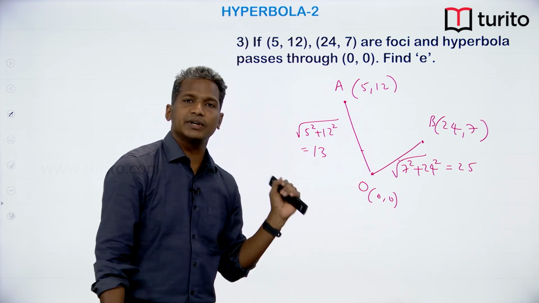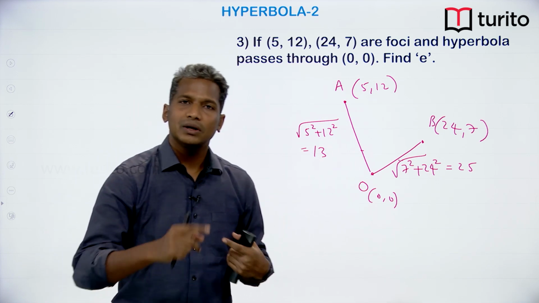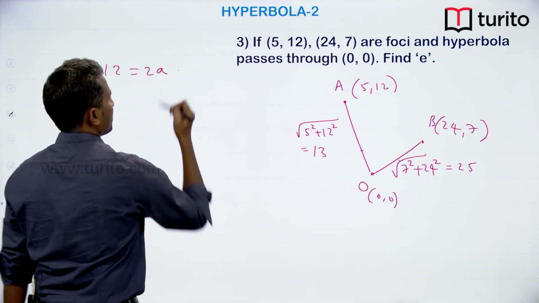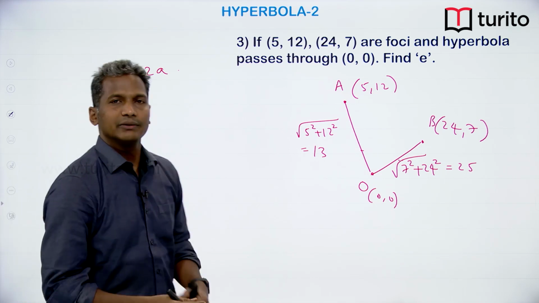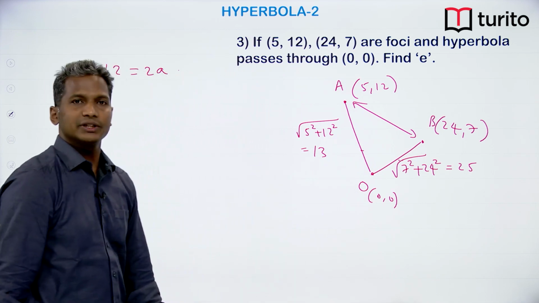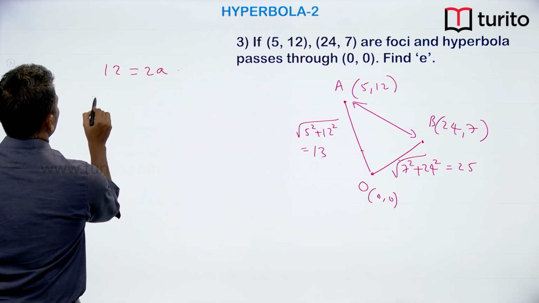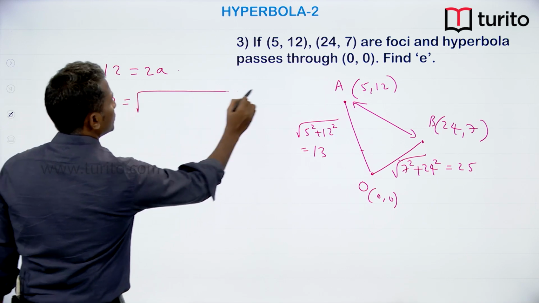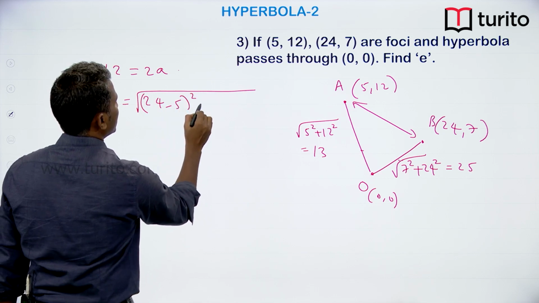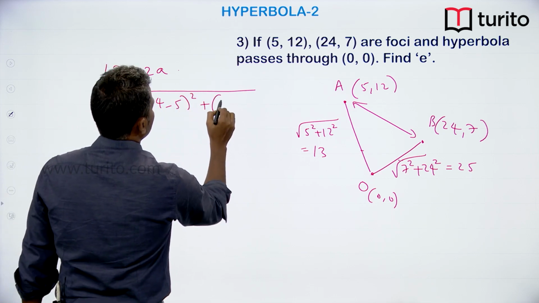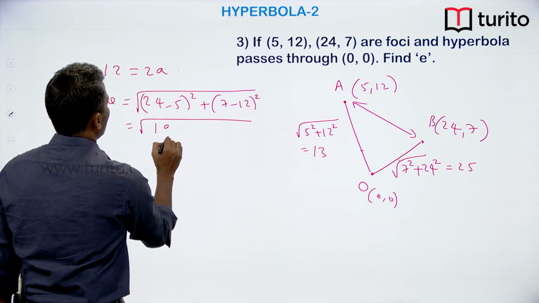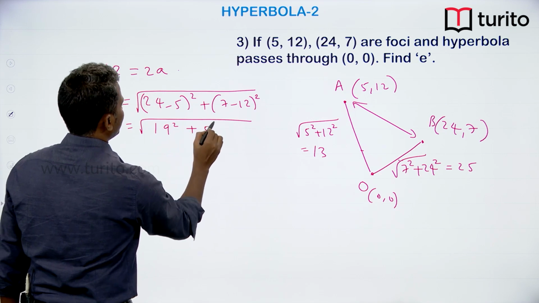Now what is the difference of these two? The difference of 13 and 25 is 12. Basically we are talking about the absolute difference. So that 12 must be equal to 2a. So we got one constraint equation. Now by taking the distance between these two foci, we will get another constraint equation, which is 2ae is equal to root of (24 minus 5) whole square plus (7 minus 12) whole square. So this is going to give us 19 square plus 5 square.